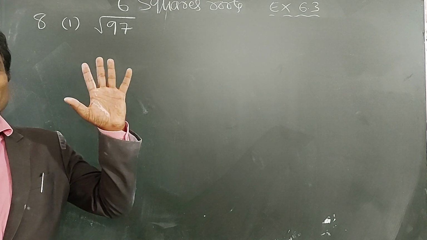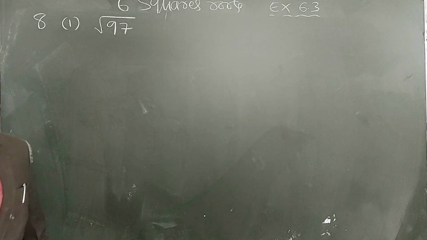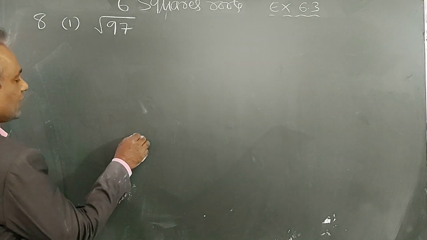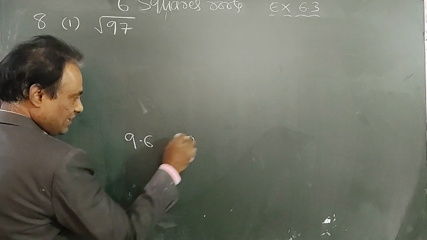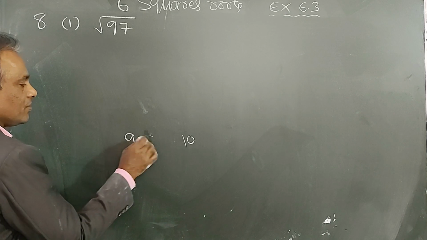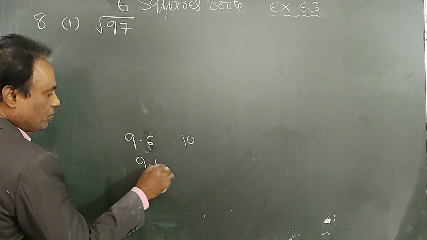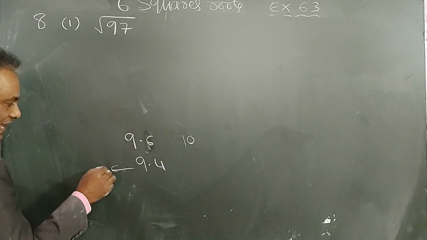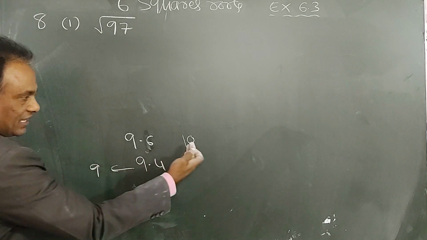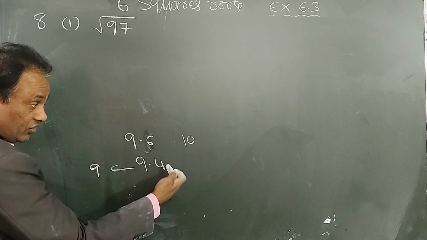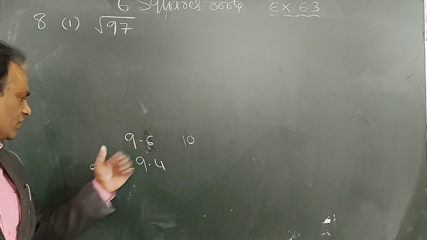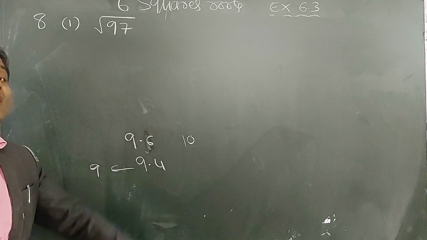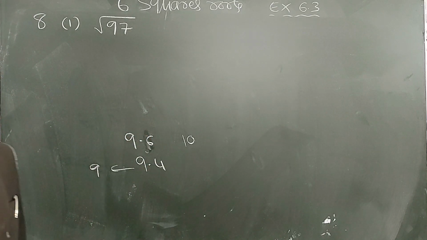But it is near to which number? Suppose the answer is, for example, 9.6. It is near to 10. Suppose it is 9.4. It is near to 9. In 10 the difference is 0.6, here only 0.4 difference. So by seeing the number, is it near to 10 or near to 9? Nearest integer we have to decide.